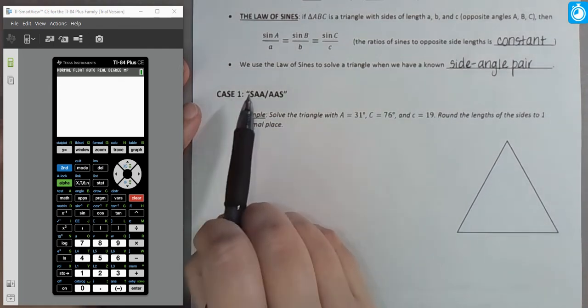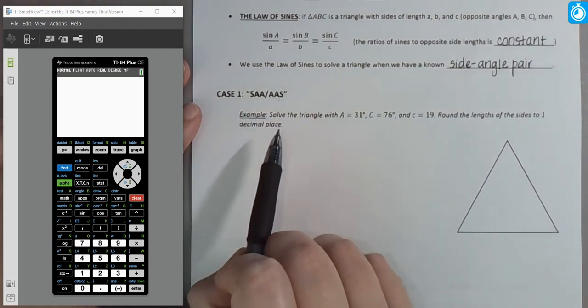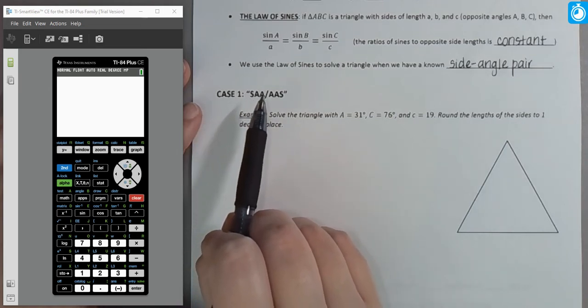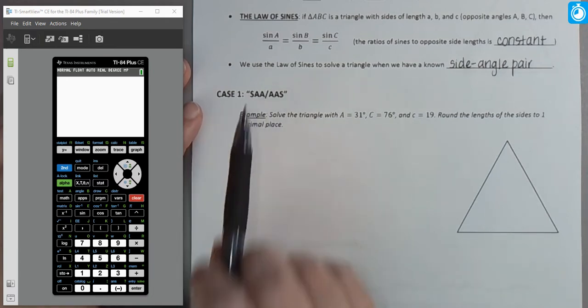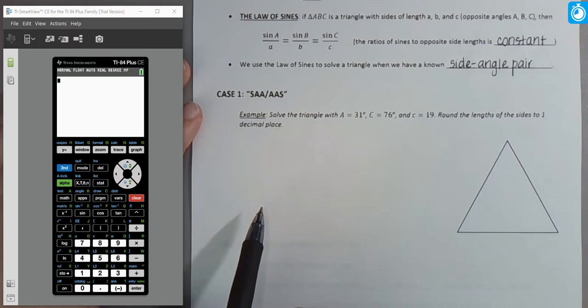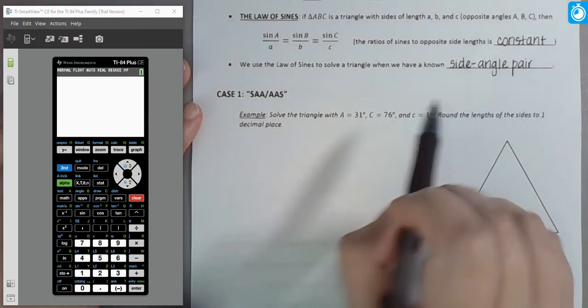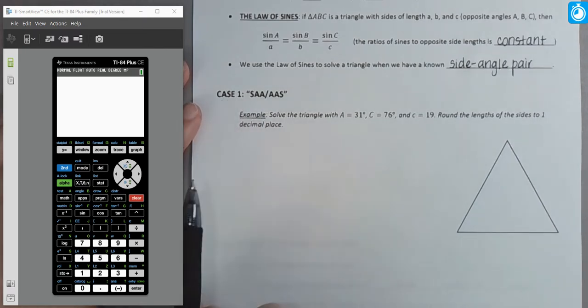So case 1 is going to be side angle angle or angle angle side. This just means we're given a side, an angle, and an angle in that particular order if we were to label the triangle. So 2 angles given, and then a side is given as well. Now, how do we know that this represents having a side angle pair? It's going to be easier to see once we label a triangle. And knowing what case we fall under is not going to be all that important.